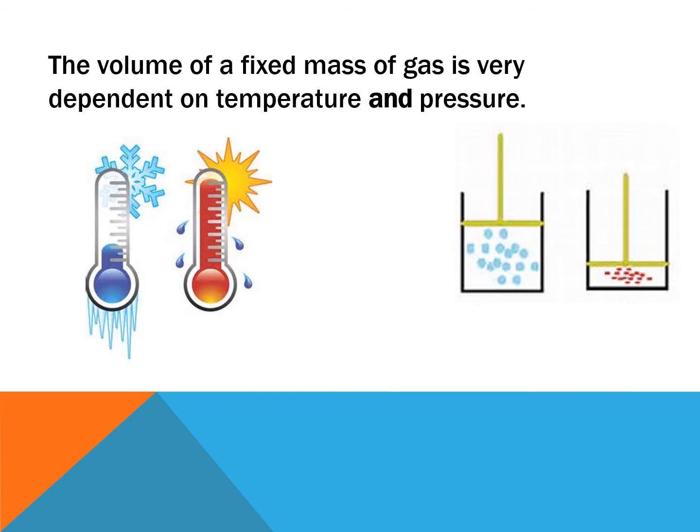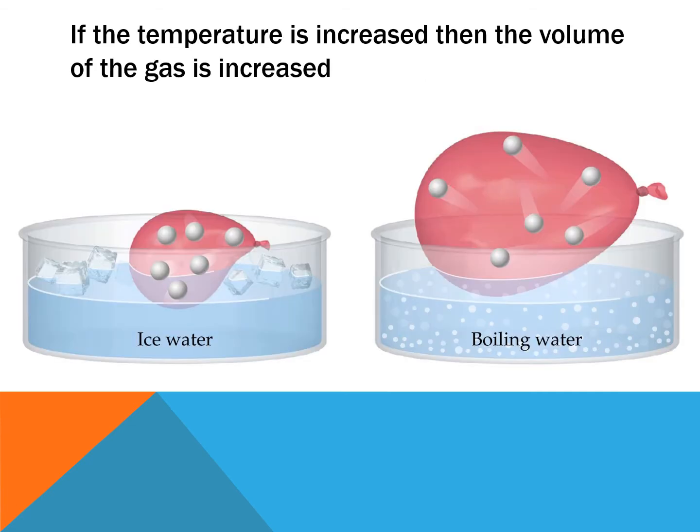But the thing we're focusing on first of all today is the fact that the volume of a fixed mass of gas is very dependent on temperature and pressure. And we're thinking about this in two examples that are coming up. Here you can see in the balloons, well really it's the one balloon, that there are 6 gas particles in it. So we're assuming that there's a mass of 6 grams. Okay, let's just assume that.